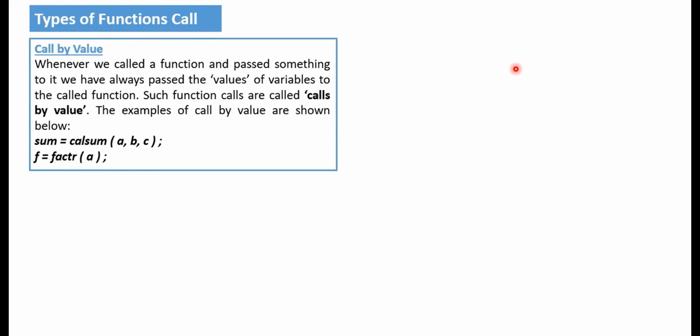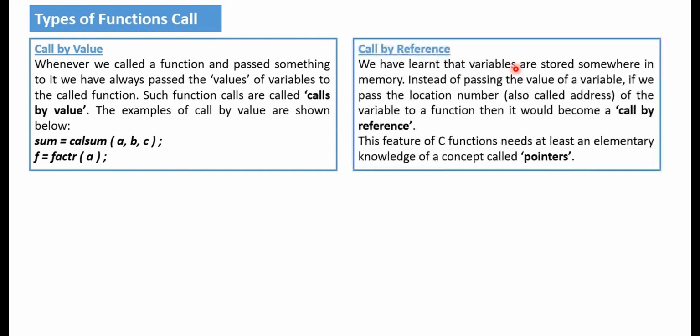Very first is call by value and second is call by reference. Now what's the difference? Whenever we call a function and pass something to it, we have always passed the values of variables to the called function, and such function calls are called calls by value. Examples of call by value are shown below. Like in sum, we have used calsum, within parameter we have passed a, b and c.